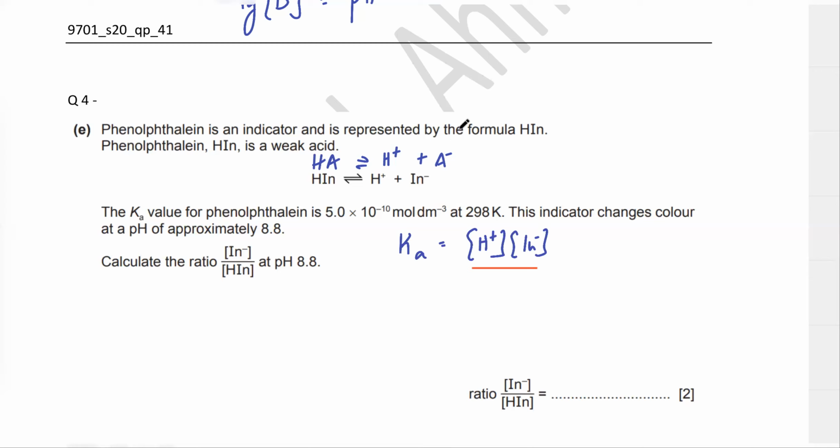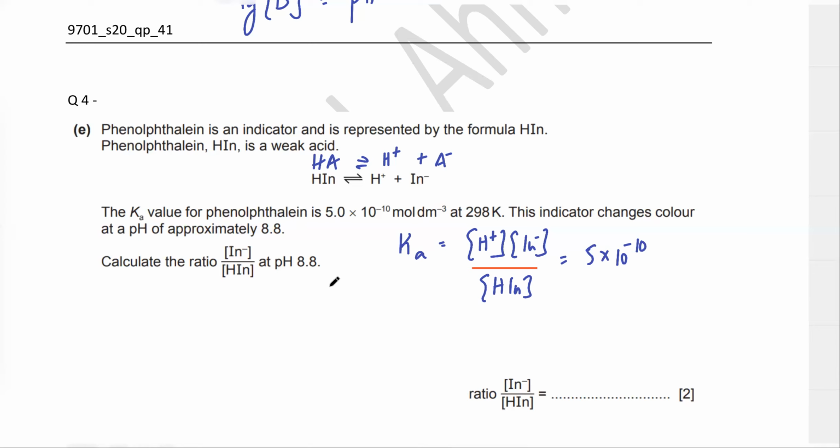So the whole thing would be divided by HIN concentration. So that's your K expression. You know the value. It's 5 times 10 to the power minus 10. Then they have given you something. He's saying the pH is 8.8, right? That's also given.